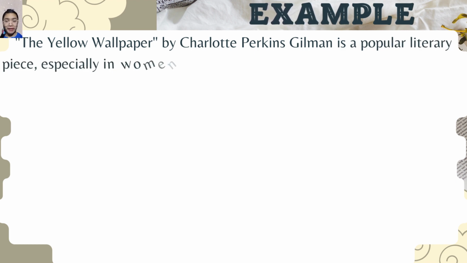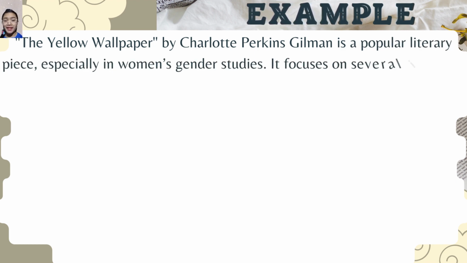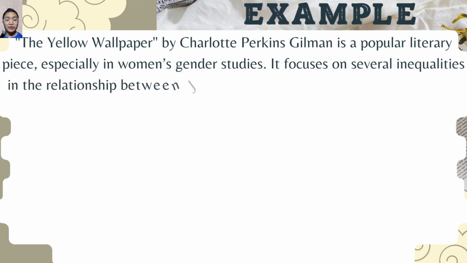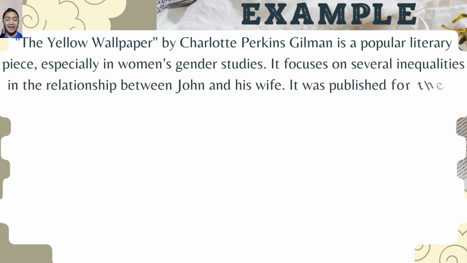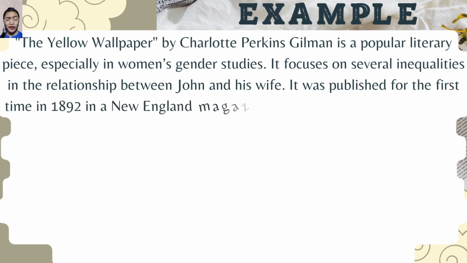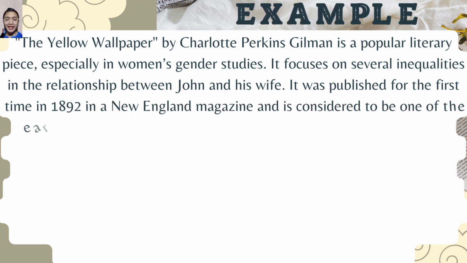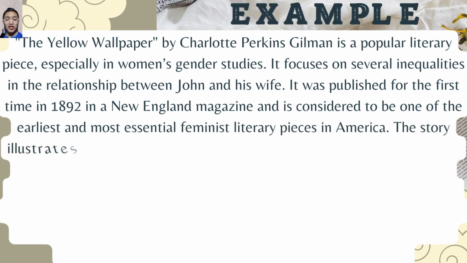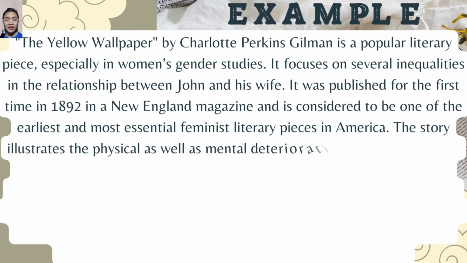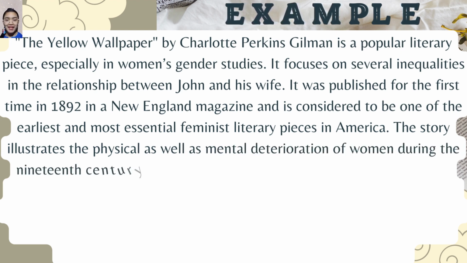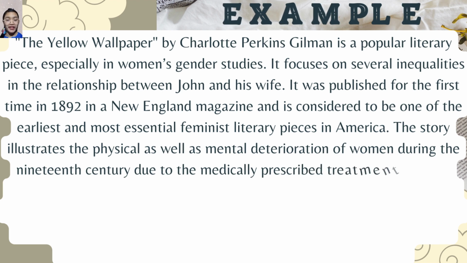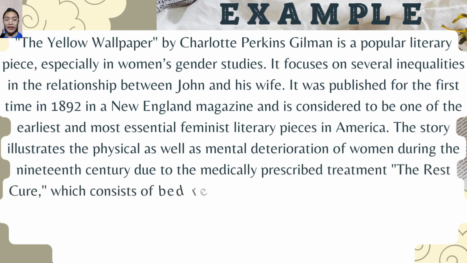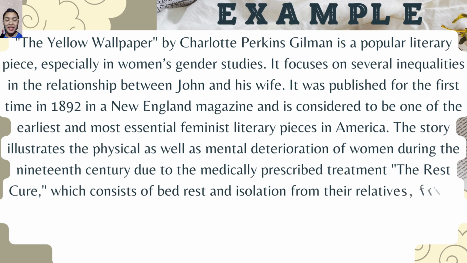So here is an example of an introduction. The Yellow Wallpaper by Charlotte Perkins Gilman is a popular literary piece, especially in women's gender studies. It focuses on several inequalities in the relationship between John and his wife. It was published for the first time in 1892 in a New England magazine and is considered to be one of the earliest and most essential feminist literary pieces in America.